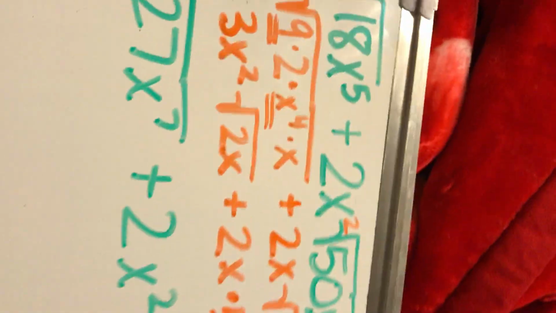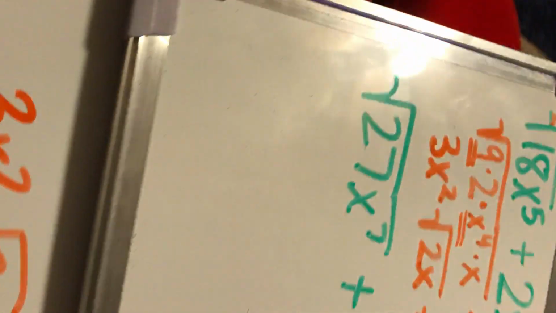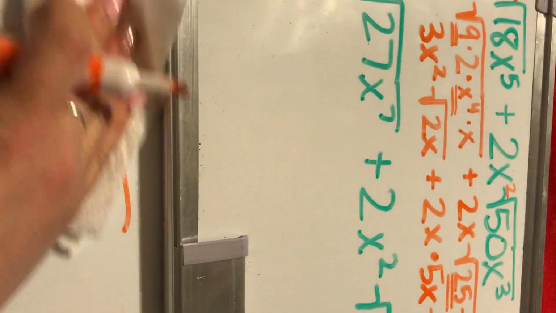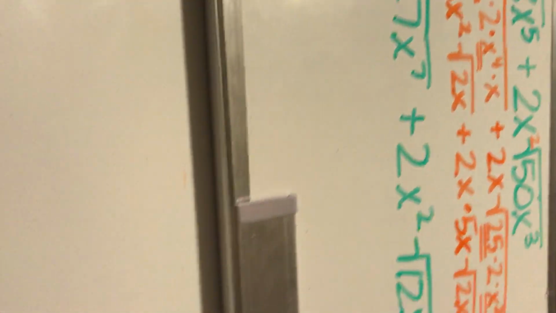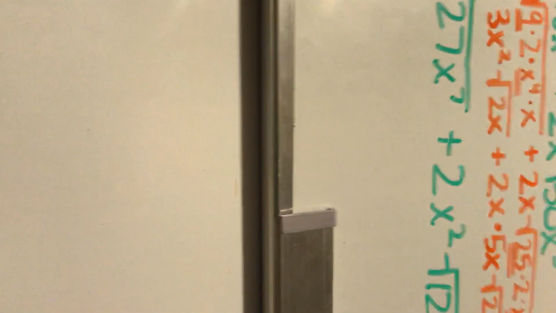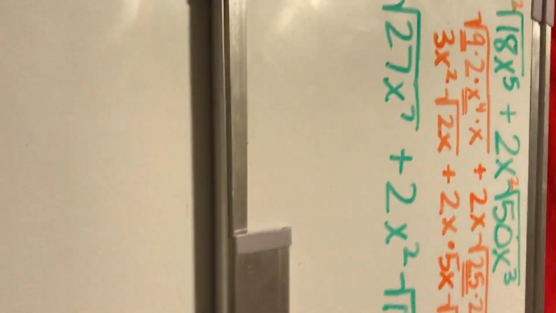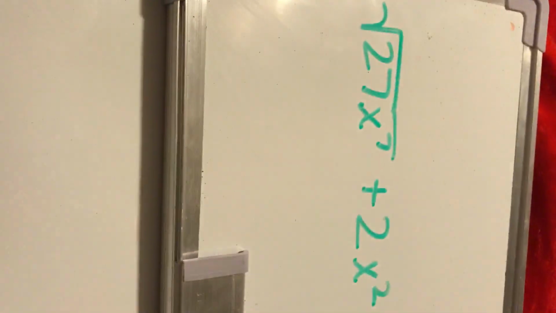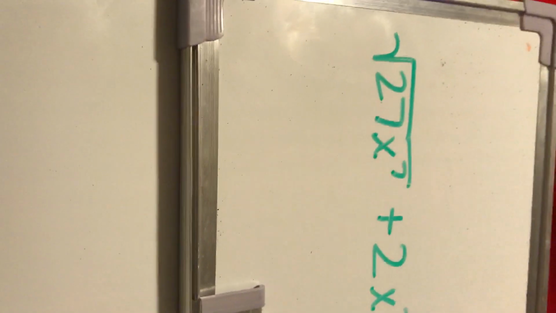All right, let's do one more of these. When we're looking at radicals that are unlike, we have to start first by factoring the radicals, by factoring the radicands, in order to simplify the radicals. All right, so let's take a look at this one.